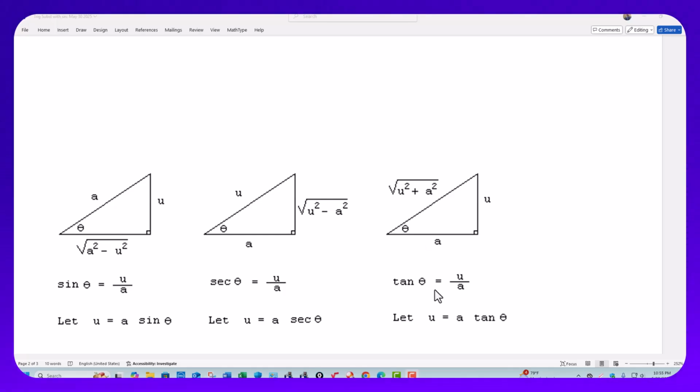These are the main three forms. Hypotenuse in this case is the square root of u squared plus a squared. Opposite side is u, the adjacent side is a, and tangent of the angle is given by the opposite side u over the adjacent side. And here's your substitution for all of them. Let u equal a sine theta, let u equal a secant theta. This is the one we're going to be using for this problem. Or let u equal a tangent theta.